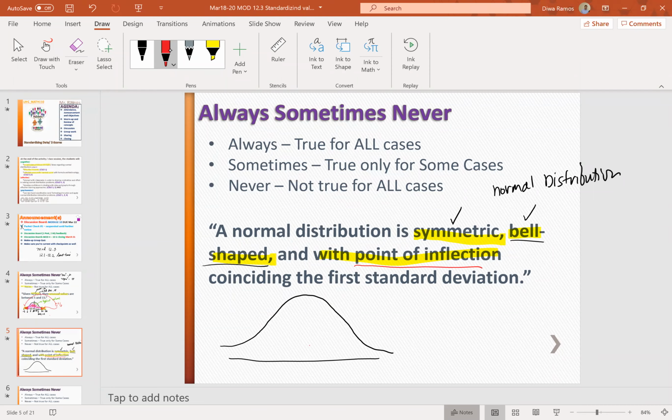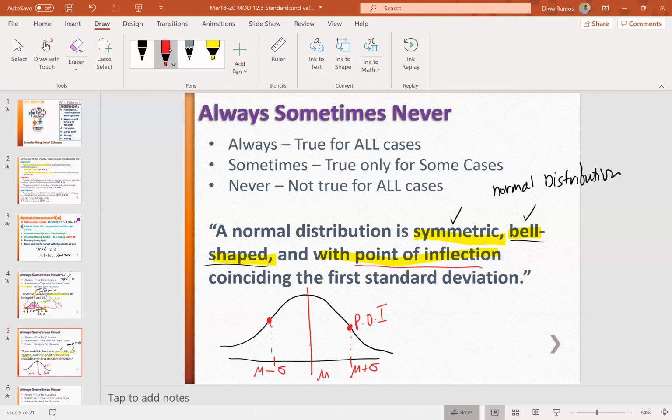It says that, well, if this is the mean, and you move one standard deviation from the mean. So this is mean plus one standard deviation. And this is mean take away one standard deviation. There is a point here, and the claim of the statement is that it is the point of inflection.